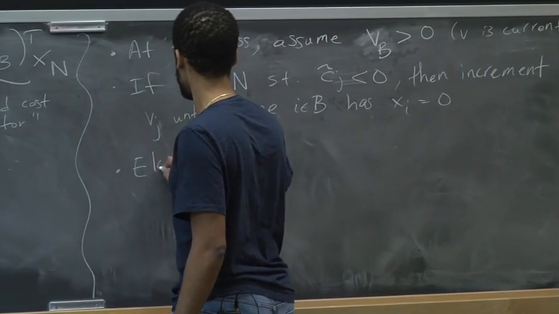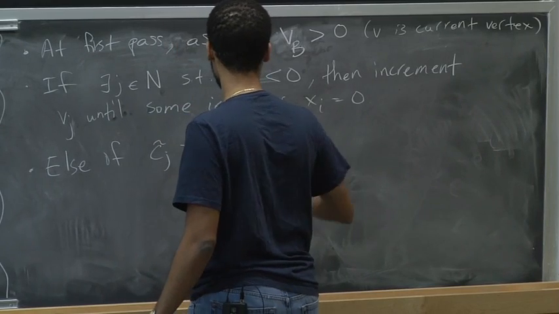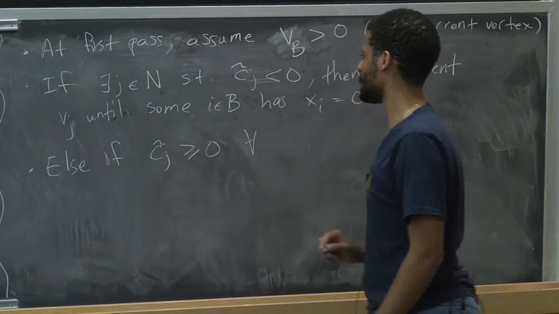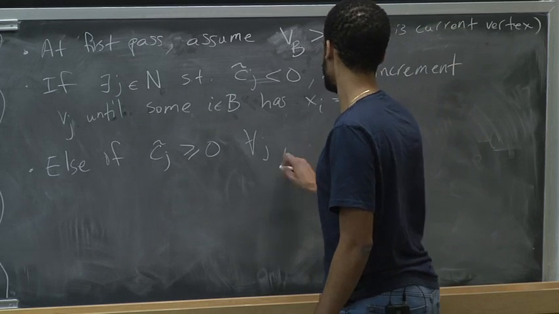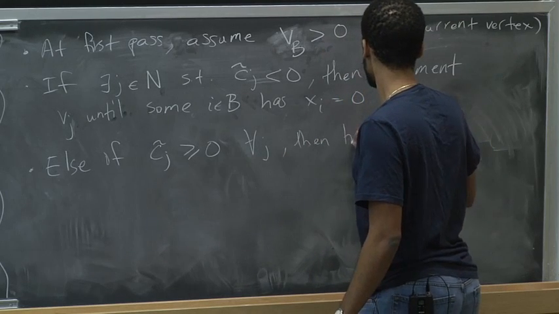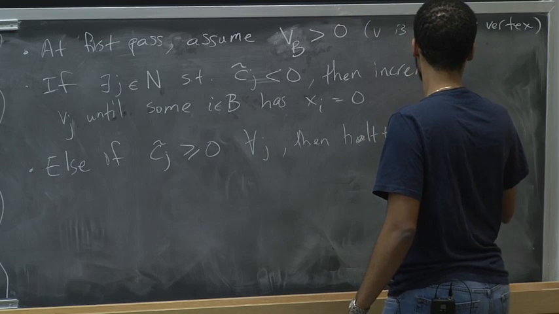Otherwise, if c tilde j is greater than or equal to 0 for all j, then halt and declare optimality.